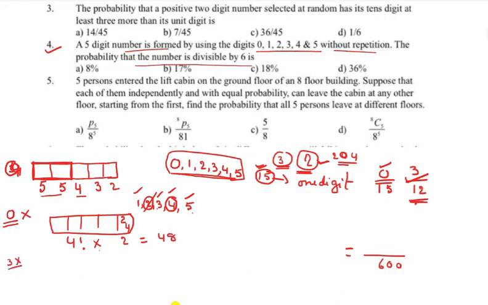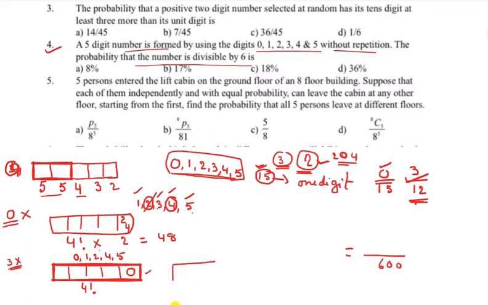Next case is when 3 is excluded. When 3 is excluded, what happens? For 5-digit numbers when 3 is excluded, suppose this place is filled with 0. When that place is filled with 0, definitely it is divisible by 3. Now 3 excluded means the remaining digits are what? 0, 1, 2, 4, 5. 0 is filled in this place. The remaining 4 numbers can be arranged in 4 places in 4 factorial ways.